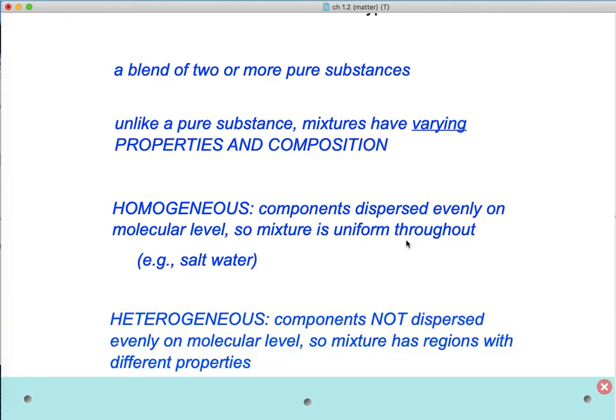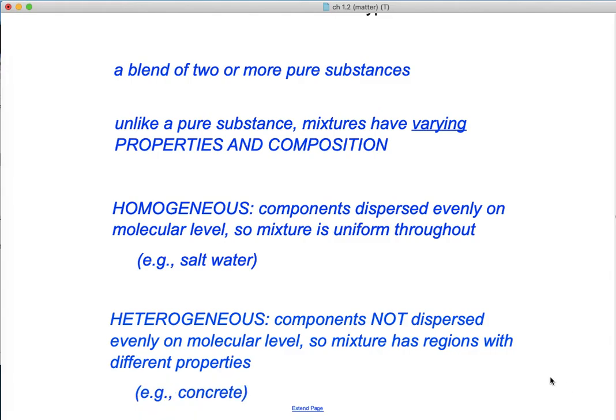Heterogeneous, on the other hand, hetero meaning different, the components are not dispersed evenly on a molecular level, so the mixture has regions with different properties. Okay? Concrete, for example, if you look very carefully at concrete, you can see that it is a mixture, but it has regions with different properties. It's not uniform throughout.